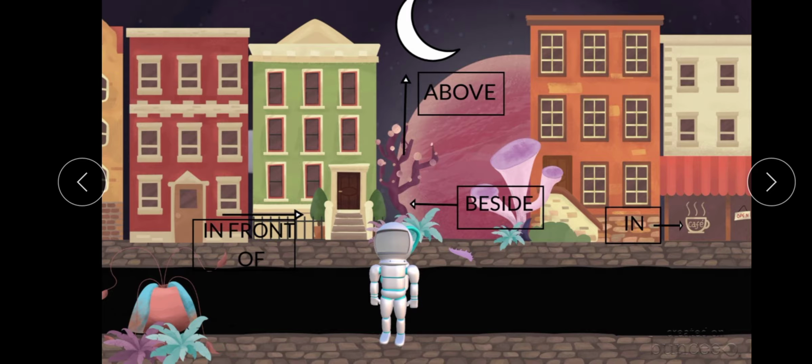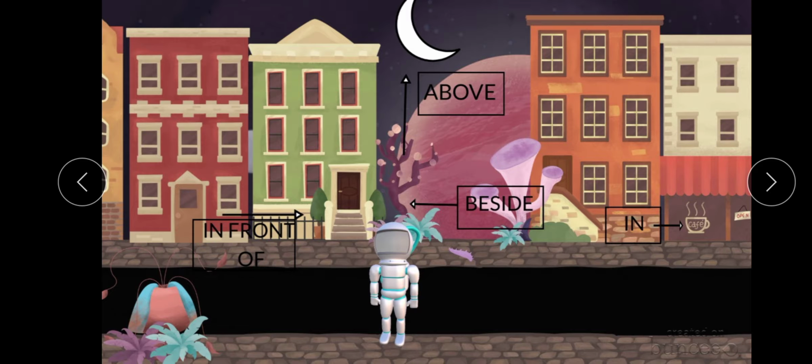Now, above, beside, in front of, these prepositions are also there. Above means when something is at a higher level. See, the moon is above his head.